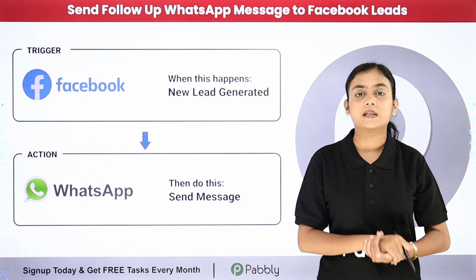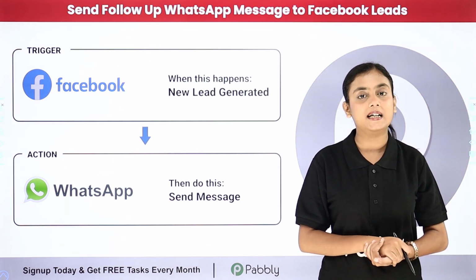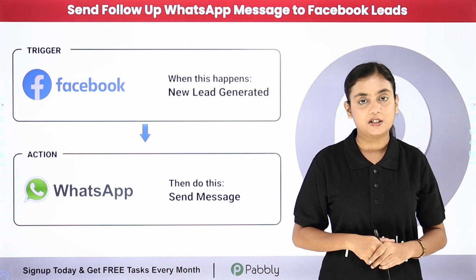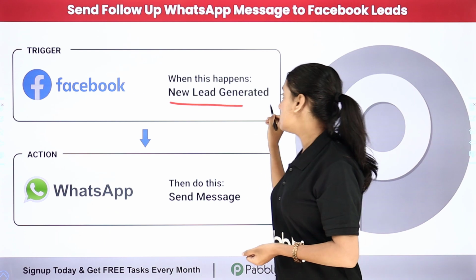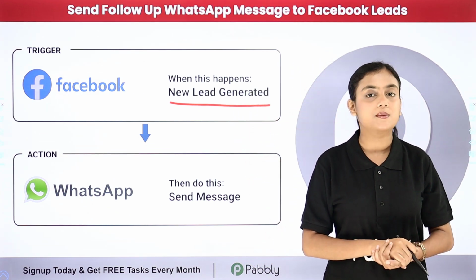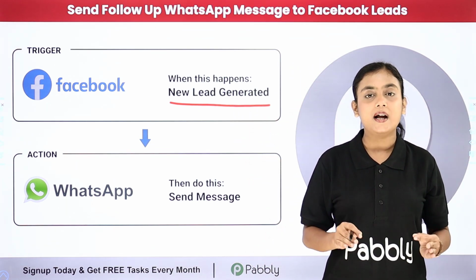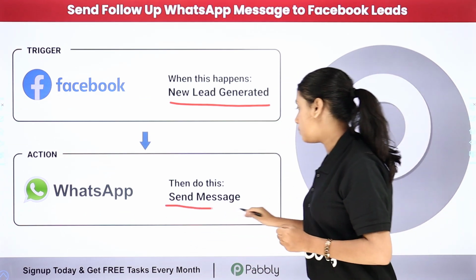So what I did was I simply created an automation using Pabbly Connect, which is an amazing automation and integration software. So here in this automation, what is going to happen? Whenever a new lead is generated by any of my potential customers using Facebook lead ads, automatically towards the lead, a WhatsApp message is going to be forwarded.